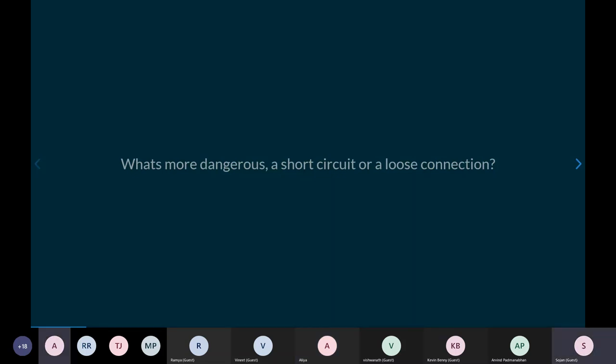Okay, thank you. All right, so I'm seeing a mix of opinions here, short circuit and loose connections. And you're right, Ramya, it depends on the situation. But let's dive in, and thank you for the interaction. I think it shows that it's good to have this two-way communication. So please feel free to interrupt with questions at any point in time. If you don't agree with something, please jump in and let's have a discussion.